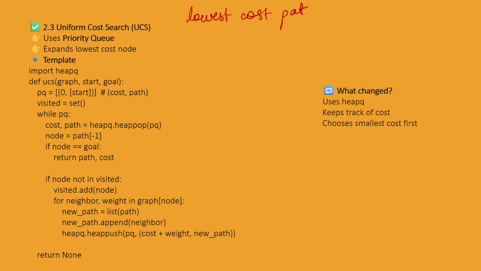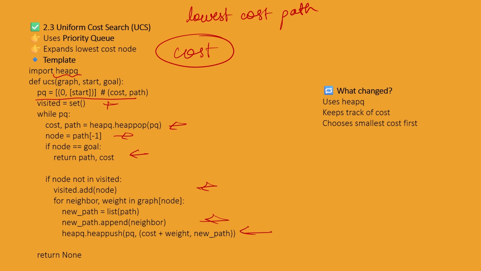Cost path. Import heap queue. Now PQ is your cost, and it has a cost associated. So we'll add cost and start the visited set. Pop, check if node is equal to goal, return the path and cost. If not, you visit it, append it.